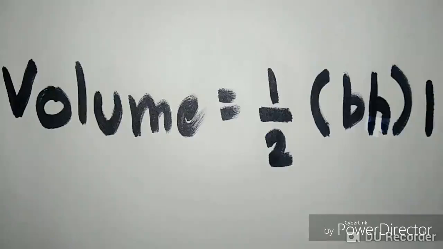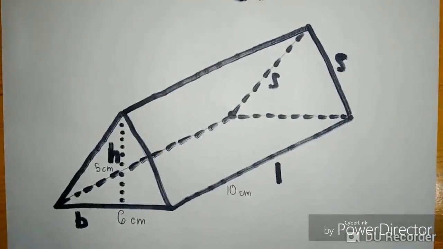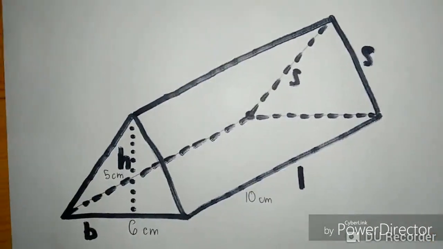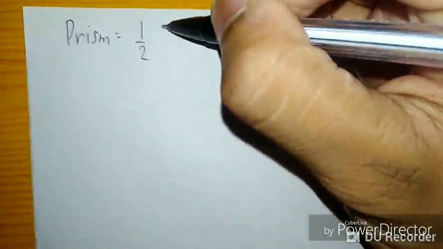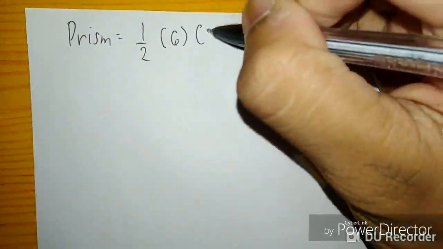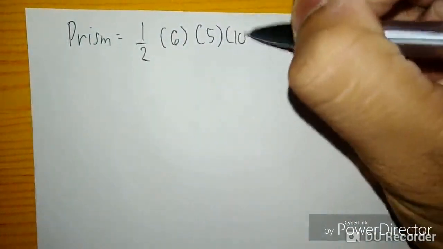And let's get the volume of the next spatial figure, which is the prism, with the formula of the volume, 1/2 times base times height times the length. In this prism, the base is 6 centimeters, the height is 5 centimeters, and the length is 10 centimeters. Now let's get its volume using the formula given. Let's substitute first 1/2 multiplied to its base, which is 6, multiplied to its height, which is 5, multiplied to its length, which is 10.